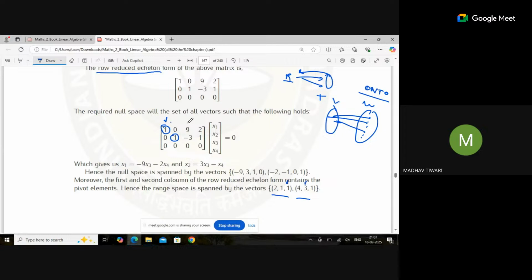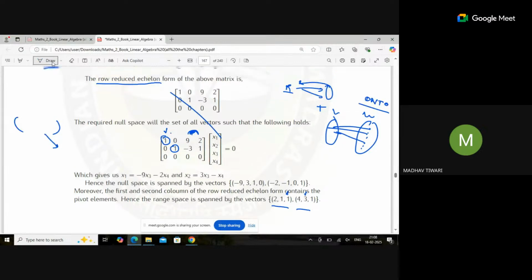As far as the basis goes, I fully agree with you, 211 and 431, but even the remaining would be part of that range space. That's what my question was, if I'm not talking about the basis. Okay, basis means, suppose you have some four-dimensional vectors here and you are transforming them. Let me see a little bit above, just a minute. I think we are transforming to a three-dimensional space.